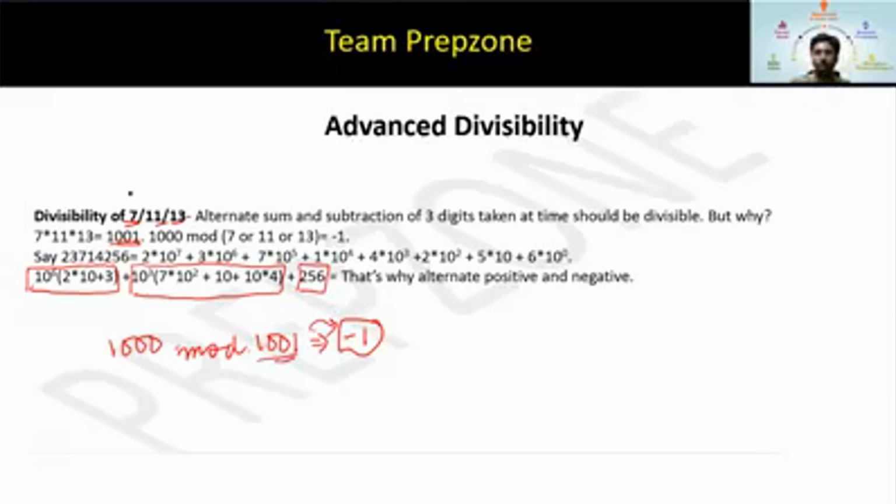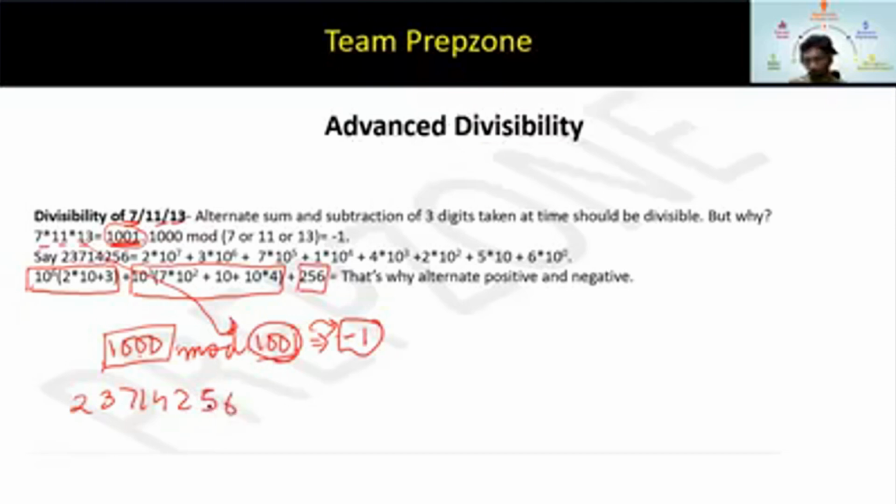I'll say okay. As 7 into 11 into 13 is 1001, the rules that apply for 1001 will be followed by these three numbers. Now, because I know that 1000 mod 1001 is minus 1, and this is followed by 7, 11, and 13, suppose I ask you, Manali, whether this number is divisible or not: 2, 3, 7, 1, 4, 2, 5, 6. Whether this number is divisible by 7 or not, what will you do?